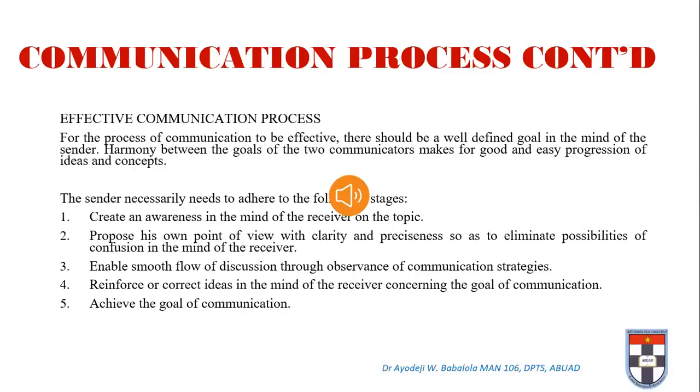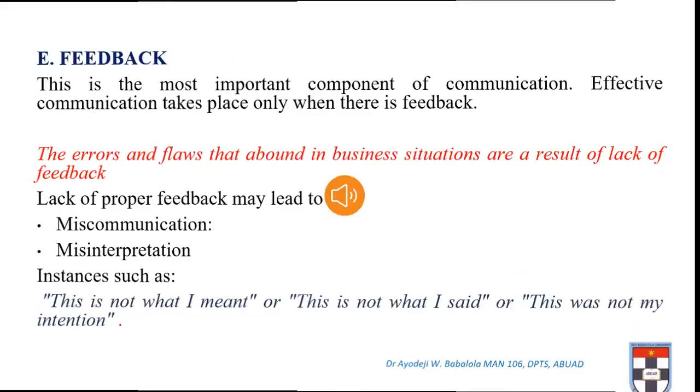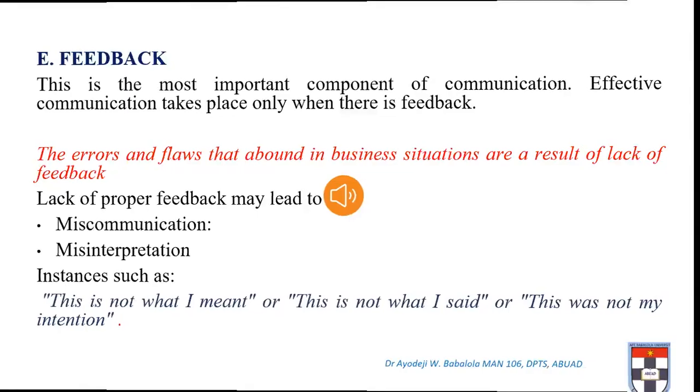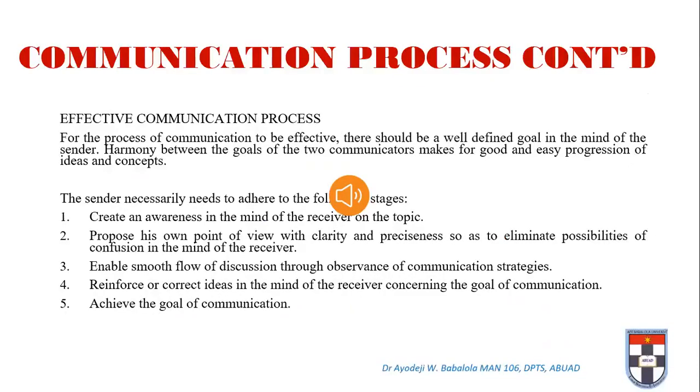So, the communication process includes the sender, the message, the medium or the media, the receiver, and the feedback. So, for the process of communication to be effective, we're now looking at the effective communication process. For the process to be effective, there should be a well-defined goal in the mind of the sender. So everything starts with the sender. Clarify your goal in intending to send the message.